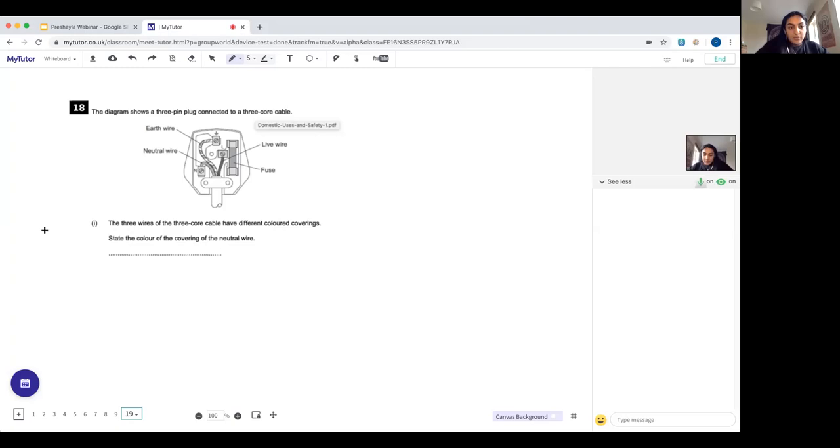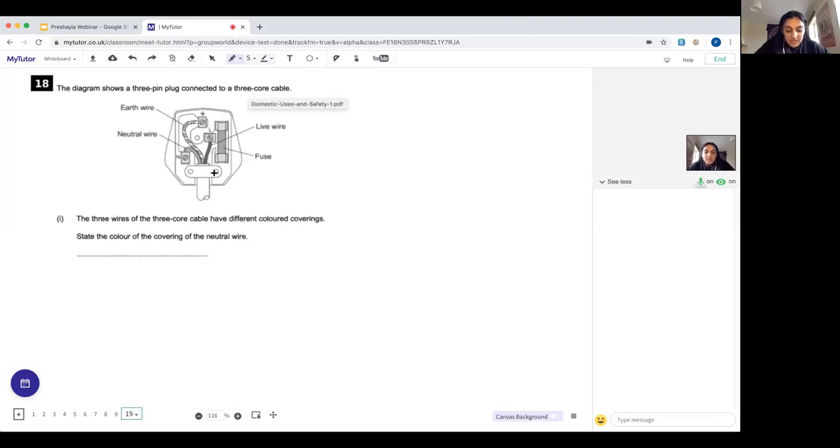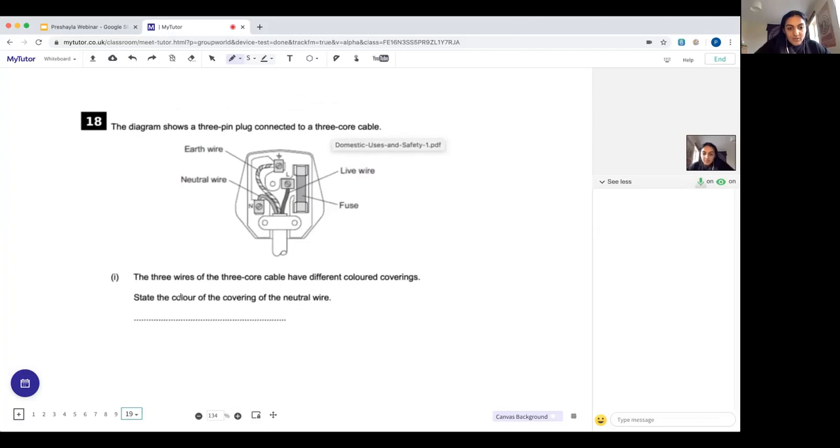Okay, so the diagram shows a 3-pin plug connected to a 3-core cable. So the standard kind of setup that we have. So the 3 wires of the 3-core cable have different color coverings, as we know. What is the color of the neutral wire? Great, if you said blue, that's correct, well done.